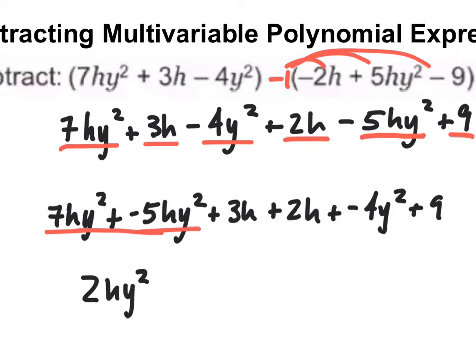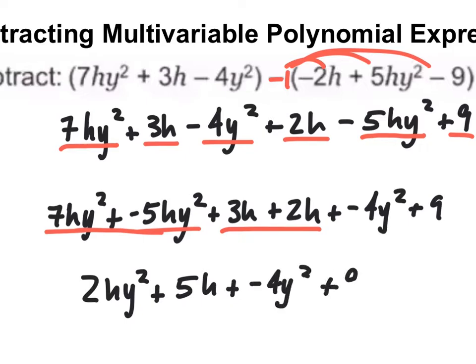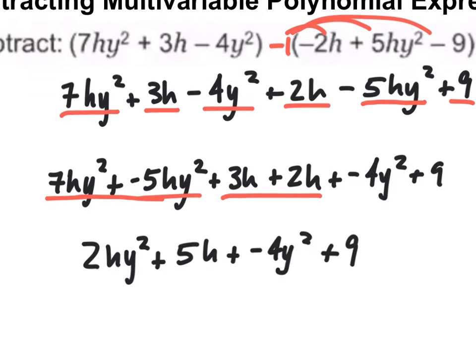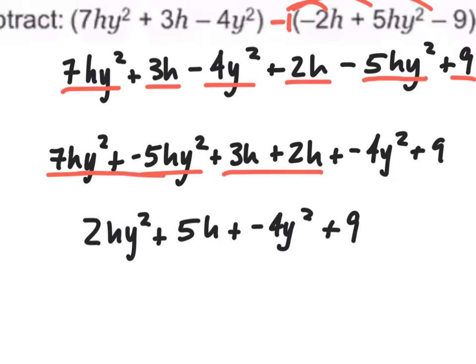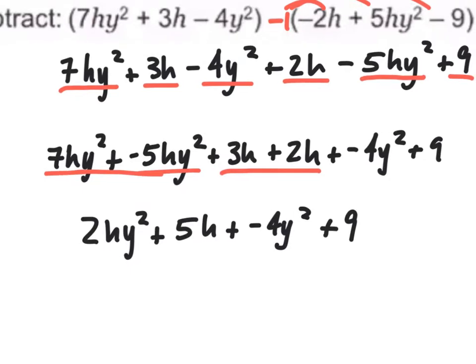The next set of terms that I need to combine are the 3h and the 2h. 3 plus 2 is going to give me a plus 5h. And then I've got a plus negative 4y squared, and then plus 9. Those are just single terms that I don't have to combine. So now putting this into standard form, all I'm going to do is switch these two terms here.